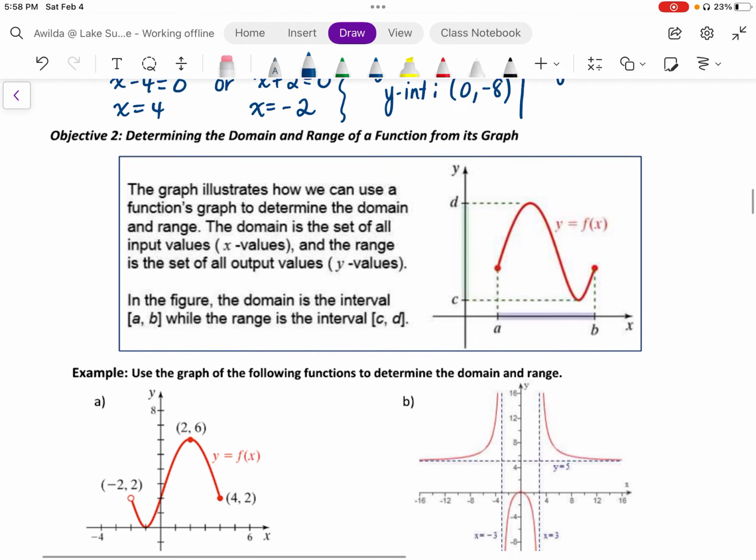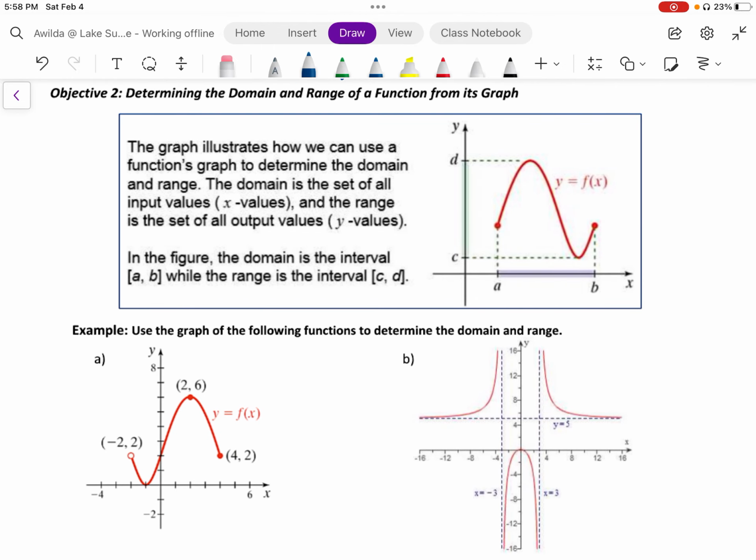Let's look at working with a graph to determine the possible values of x and y, namely the domain and the range of the function. To find the domain of a function based on its graph, we are going to see the leftmost point on the graph and the rightmost point on the graph. So we're looking at how far a graph stretches to the left and how far it stretches to the right. And then we're going to write the x-coordinates as our two boundaries.